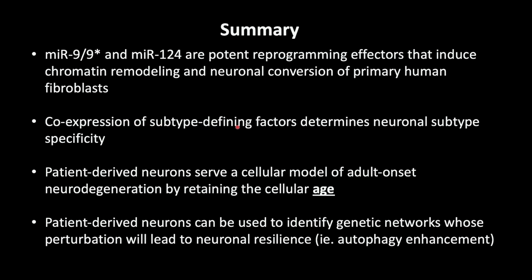Co-expression of subtype defining transcription factors on top of miR-9/124: when they synergize, the system becomes quite robust in inducing specific neuronal subtypes. And we can use these cells to study age-associated neurodegeneration. If there's any one message that I'd like to highlight in my talk, it is the importance of age. This is very important to capture something that is age-associated. And once we see the phenotype, we can try to identify gene networks or mechanisms that may underlie neurodegeneration.